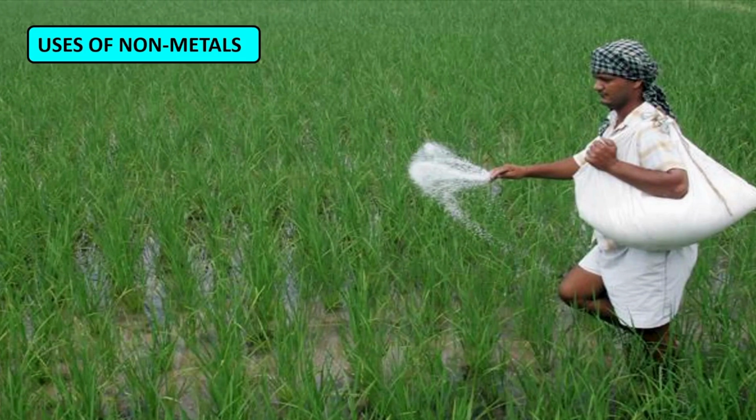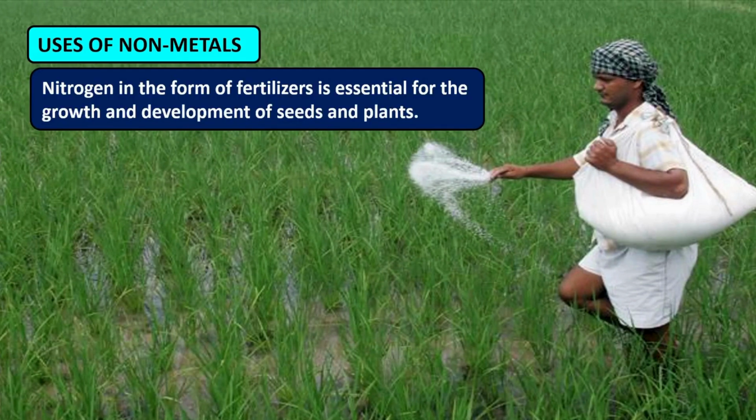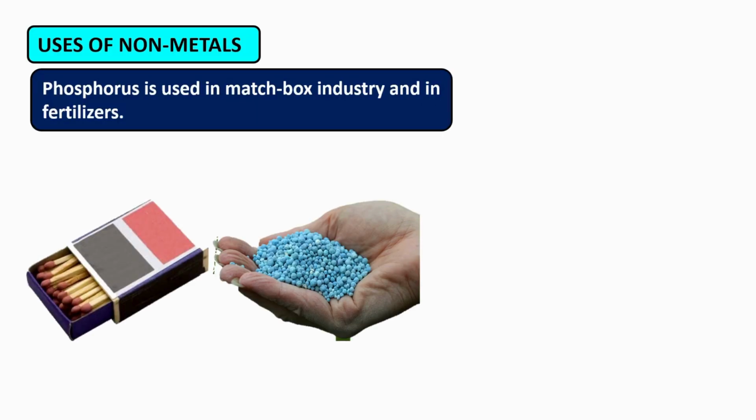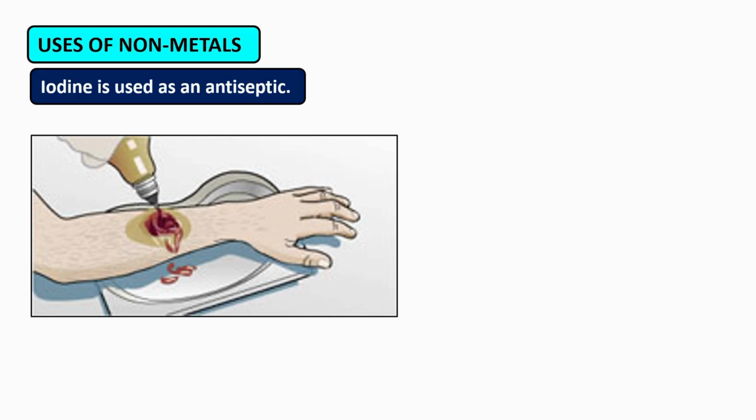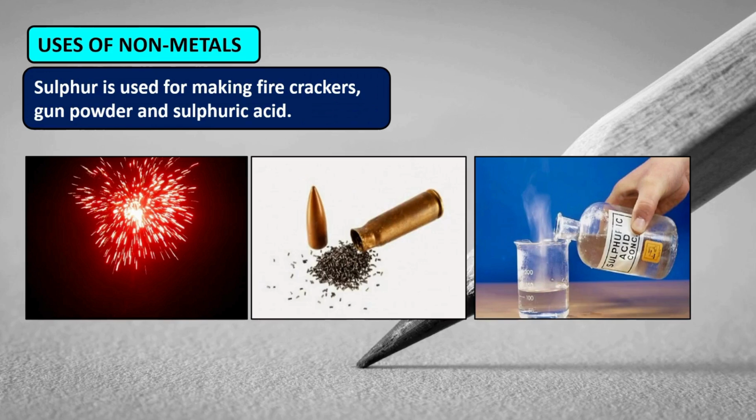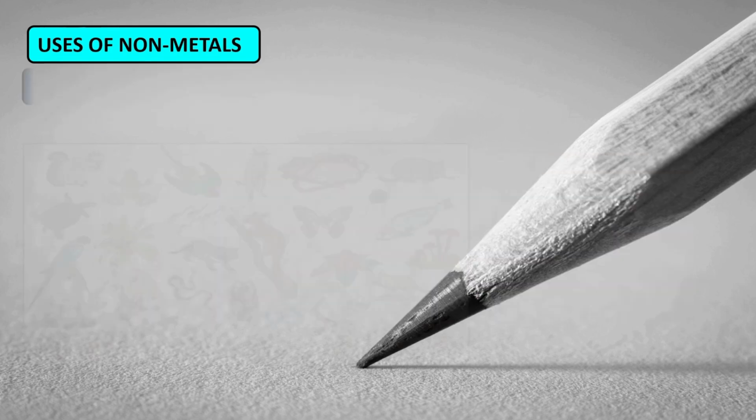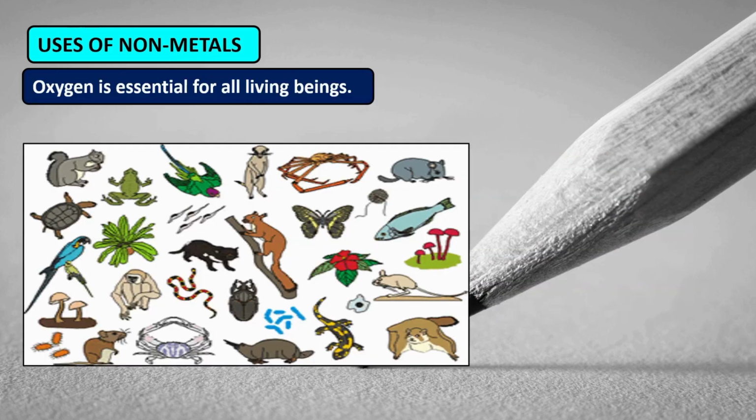Usage of nonmetals. Nitrogen in the form of fertilizers is essential for the growth and development of seeds and plants. Phosphorus is used in matchbox industry and in fertilizers. Iodine is used as an antiseptic. Sulfur is used for making firecrackers, gunpowder, and sulfuric acid. Oxygen is essential for all living beings.